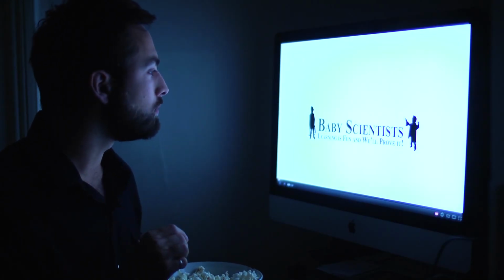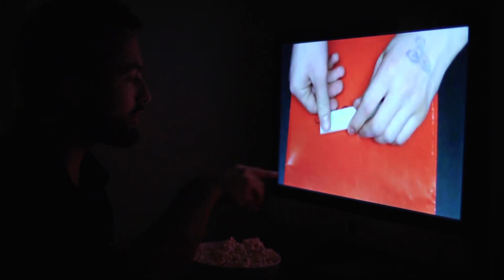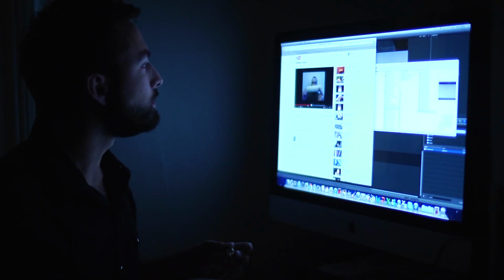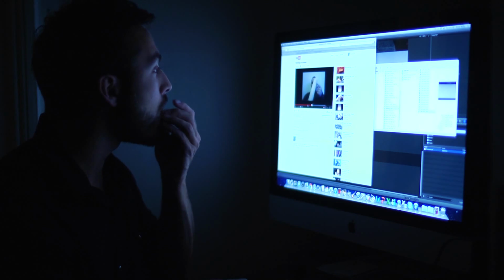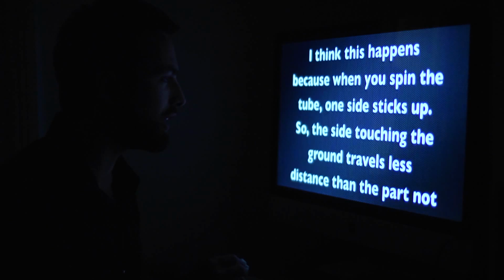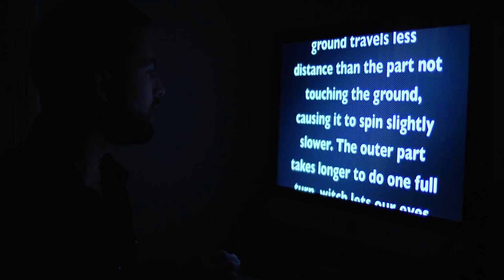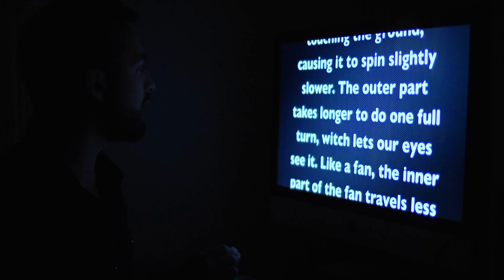Okay. Right on the center of gravity. So I had to rethink that. It's smart, he's got a smoother surface there. I like that. This is my favorite part. Spin that way in both directions. All right. It would spin, the O would spin back towards me. So the side touching the ground travels less distance than the part not touching the ground, causing it to spin slightly slower. The outer part takes longer to do.